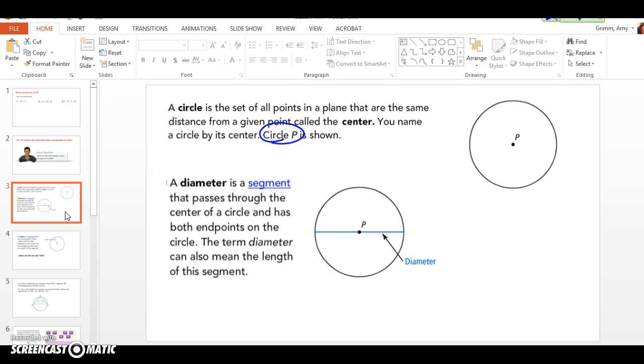Okay, then a diameter is basically a line segment that goes all the way across. So diameter is perfect across the center of the circle. And then they're going to say this is a segment because lines go on forever, segments stop. So that's why they're calling it a segment.